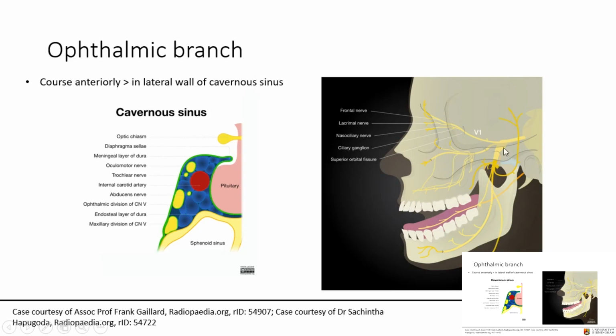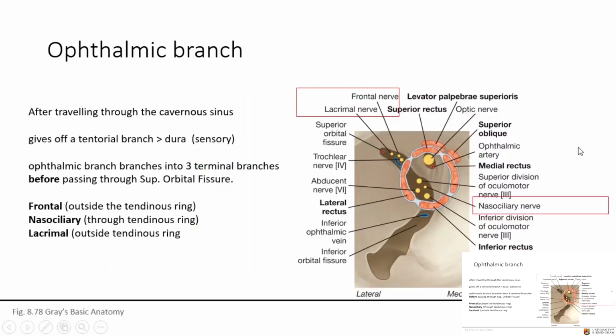So it will run through the cavernous sinus in the lateral wall. V1 will run just lateral to the abducens nerve, and this is just before it enters the orbit, and it will give the tentorial nerve that will go posteriorly to innervate part of the dura mater. So just before it gets into the orbit, it will give the tentorial branch.